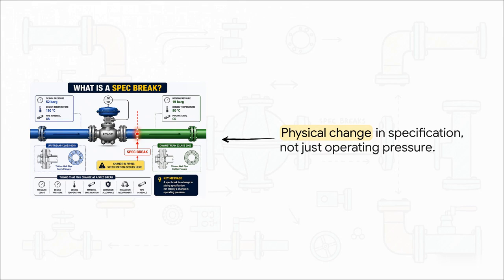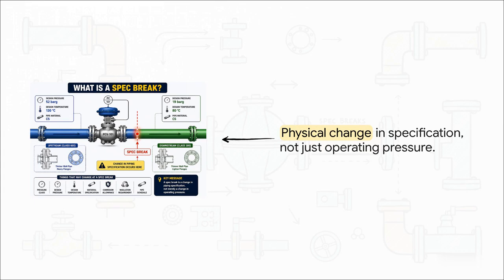You see, a spec break is a literal, physical change in piping specification, not merely a change in operating pressure. On the upstream side, you might have a design pressure of 52 bar and 120 degrees Celsius, built to Class 600 specifications. Think about the physical hardware required for that kind of containment. We're talking thicker schedule pipe, heavy-duty flanges, high-tensile bolting.